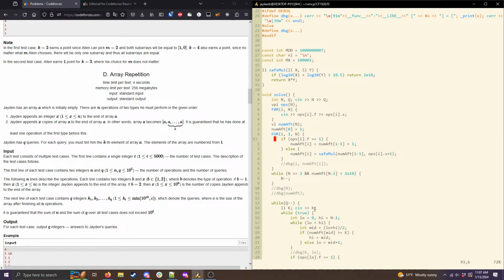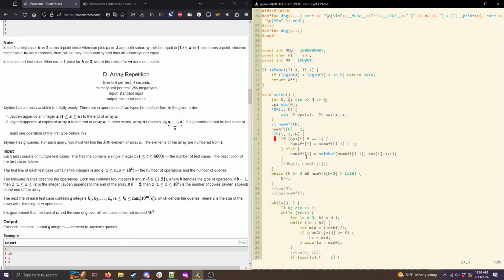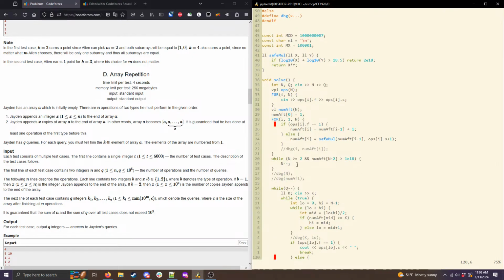All right, so we're going to read in the operations, and we're going to find the number of operations after each approach. And so if it's an append operation, the number of operations increases by 1. Otherwise, we multiply by the number of copies plus 1.